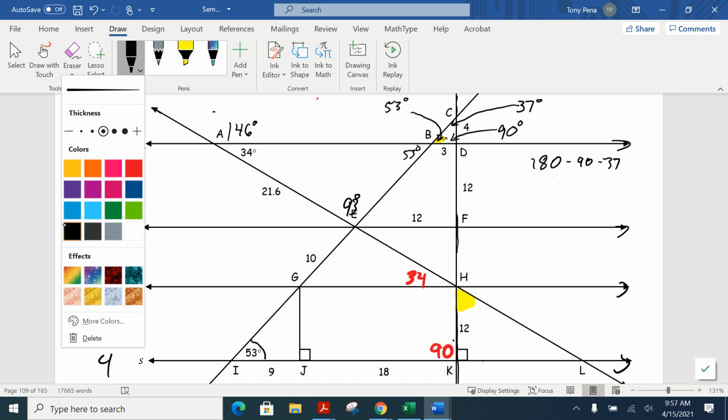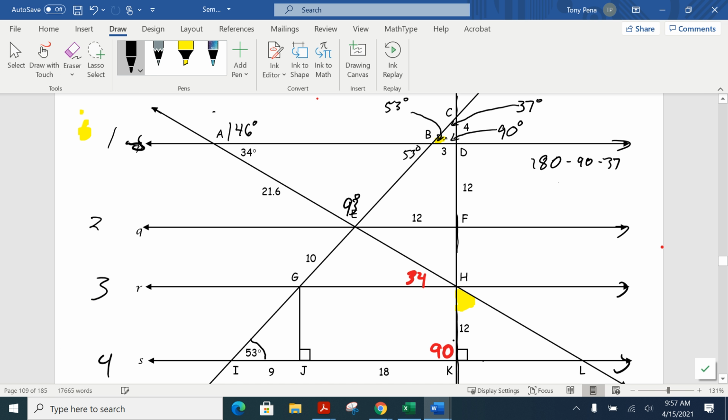Okay. All right, so I'm going to shade in that line. So the dark black line, because we're looking for this yellow angle right here, K to H to L. Don't tell me it's 30. This is not vertical. 34 and this angle would be vertical. Okay, so they're not vertical angles.